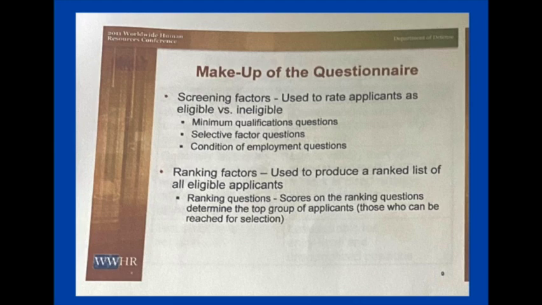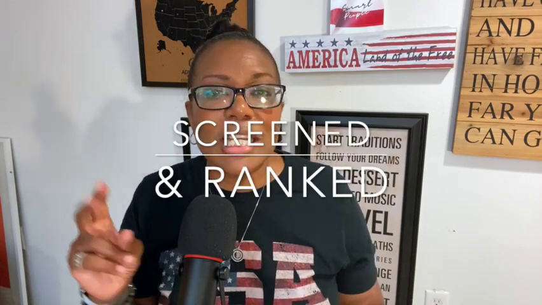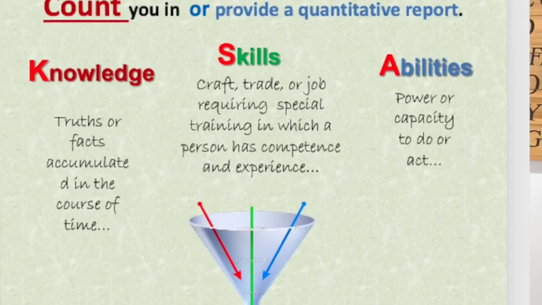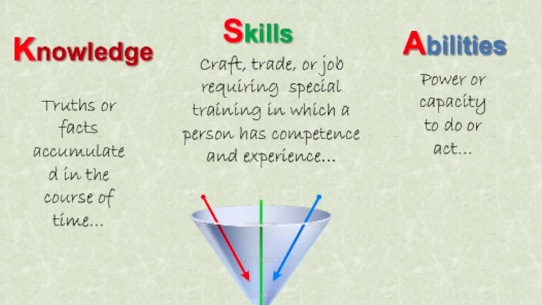Now, what's most telling is the language used, the screening factors used to rate applicants as eligible versus ineligible, and ranked in a list. The assessment questionnaires are designed systematically to assess applicants' previous related experience, critical requirements, and competencies. In other words, knowledge, skills, and abilities. So now in part one, you learned how they do it or why they would do it. And now you found out how you can be prepared.